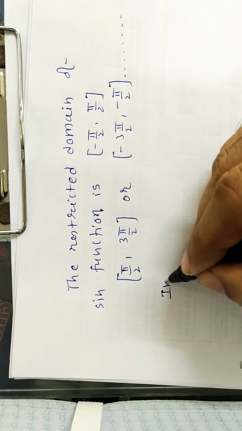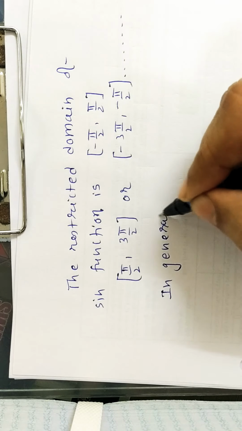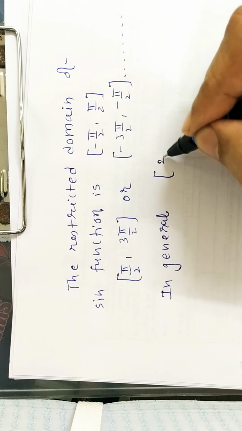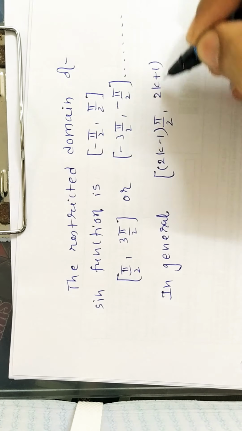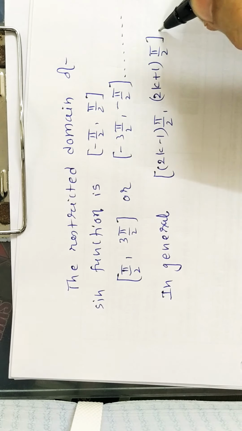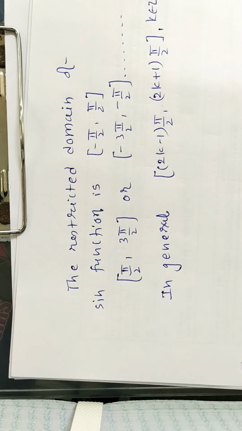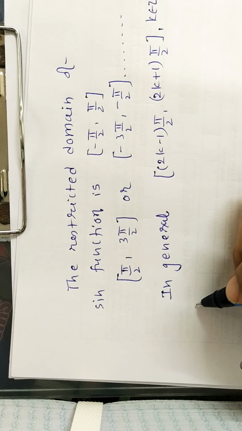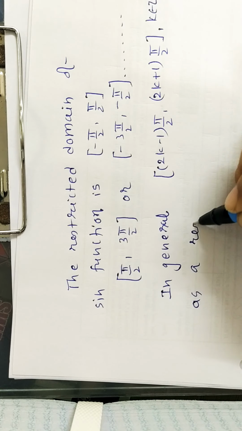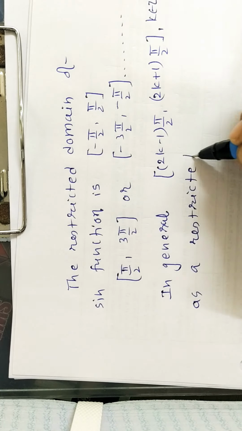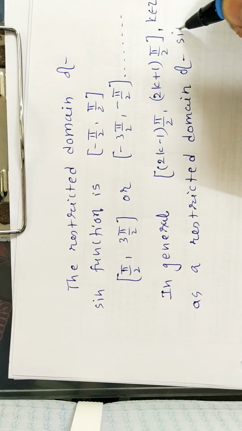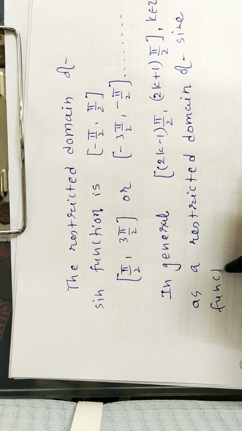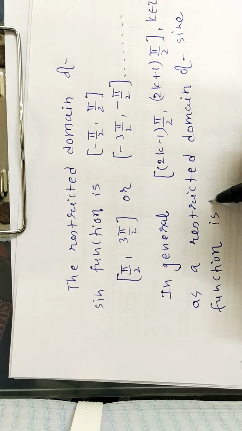In general, 2k minus 1 pi by 2 to 2k plus 1 pi by 2, where k belongs to Z, as a restricted domain of sine function is taken.